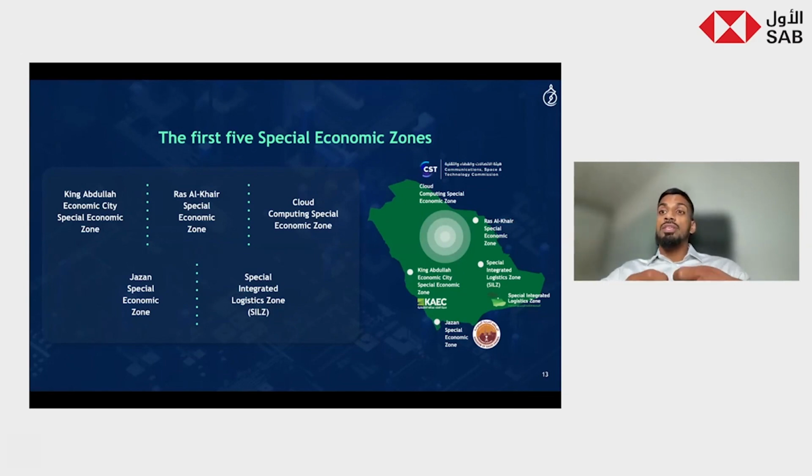And these are actually strategically placed in terms of geography within the kingdom to be able to facilitate these different industries, right? The Cloud Computing Special Economic Zone, obviously, is focused more on computing, and Jazan, for example, is more focused on food processing and logistics and metal conversion and more industrial.